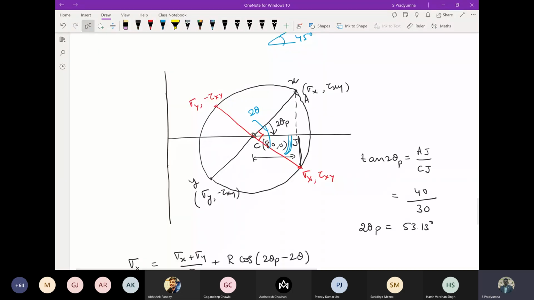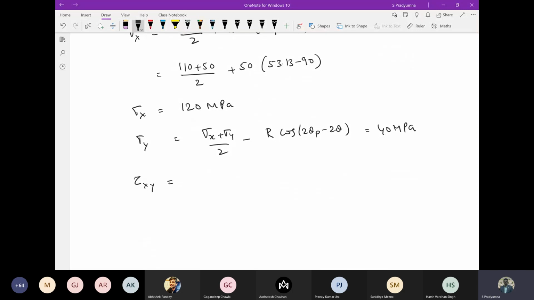Tau xy is equal to what in this expression? So this angle is equal to 2 theta p minus 2 theta. That means let's call this angle alpha. I can call this r, the radius, into sine alpha. Radius into sine alpha will give me the value of tau capital xy. That is r sine alpha.